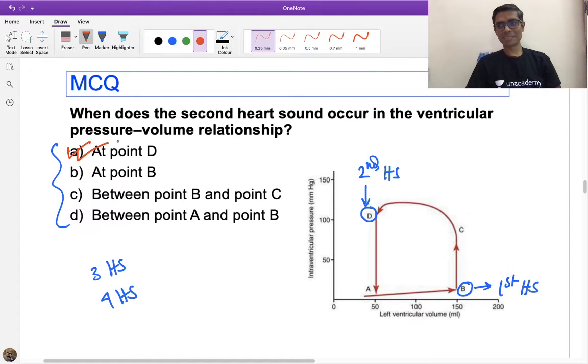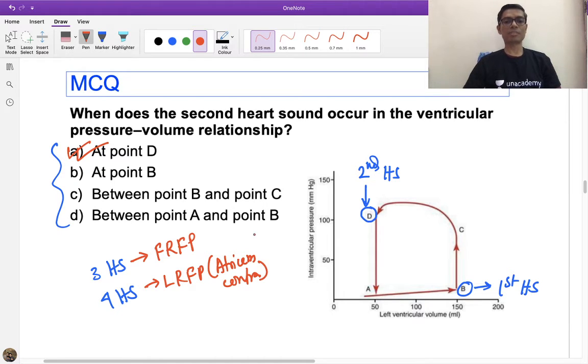Yes, between A and B is 3. Option D. Excellent. So the third heart sound, we know, is due to the first rapid filling phase, and the fourth heart sound is due to the last rapid filling phase, which is nothing but the atrial contraction. So basically both the third and fourth heart sounds occur during which phase of the cardiac cycle? Filling phase of the cardiac cycle.